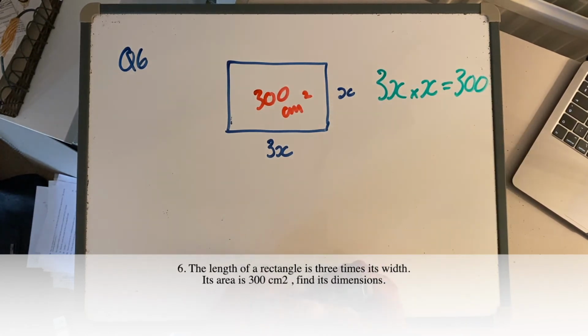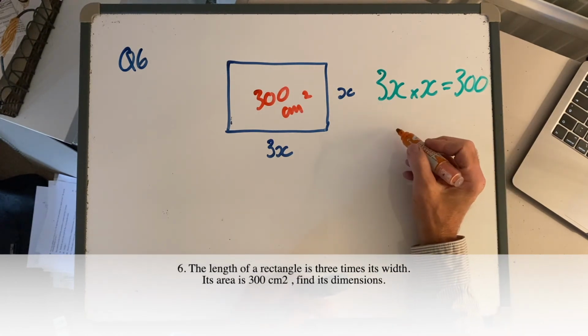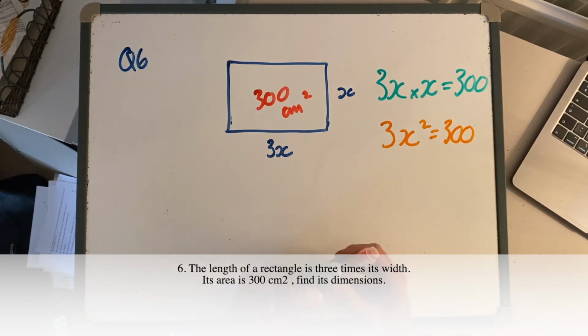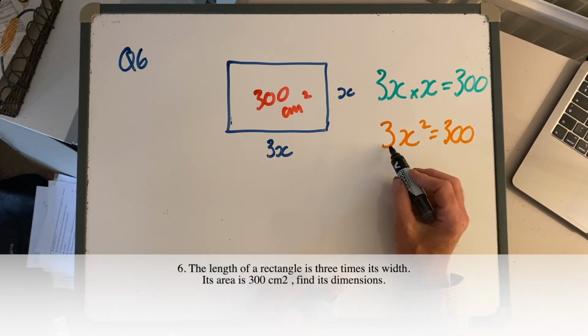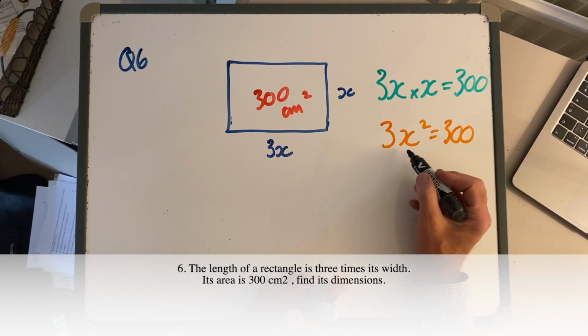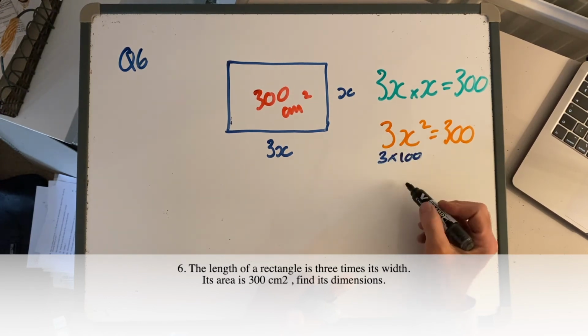Notice that the multiplication sign looks like an x, that's why we don't use it, and we use the powers here. x times x can be written as x squared. So we get 3x squared equals 300. I can do the bar method, but I'm going to try and do it just by speaking it through. What do I times 3 by to get to 300? Well, 100. So that means that x squared must be 100.